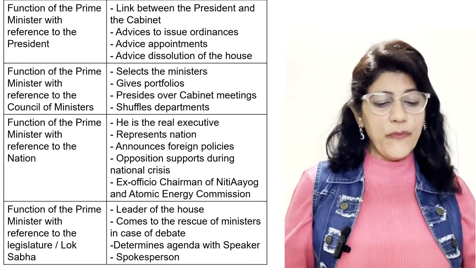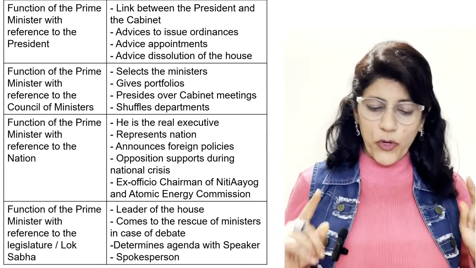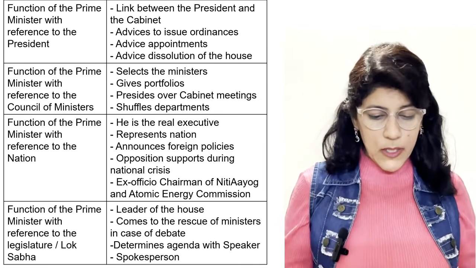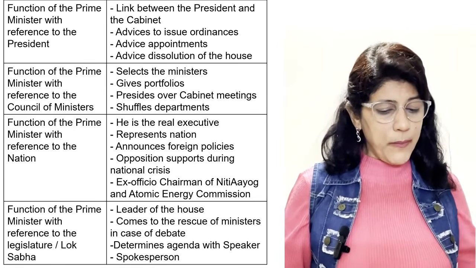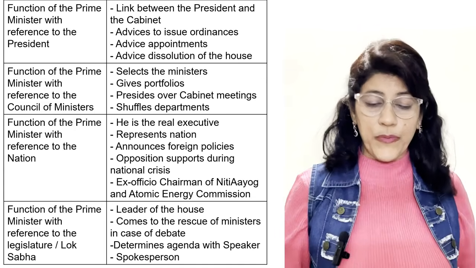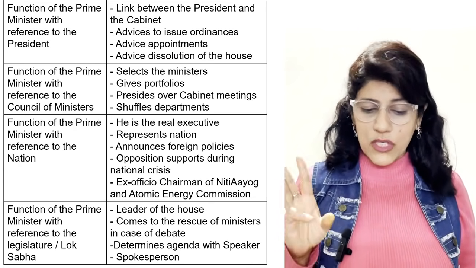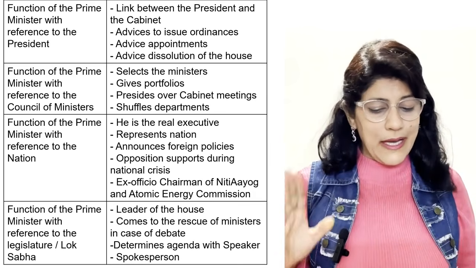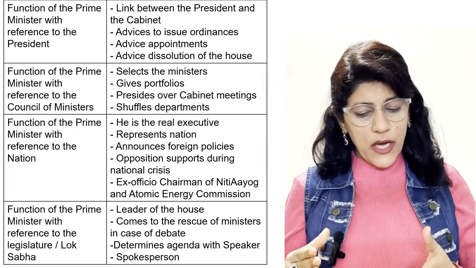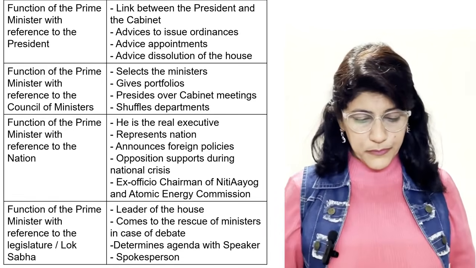Functions of the Prime Minister with reference to the Council of Ministers: selects the ministers, gives portfolios, presides over Cabinet meetings, shuffles departments. Functions of the Prime Minister with reference to the nation: he is the real executive, represents the nation, announces foreign policies, seeks opposition support during national crisis. Ex officio chairman of Niti Aayog and Atomic Energy Commission.